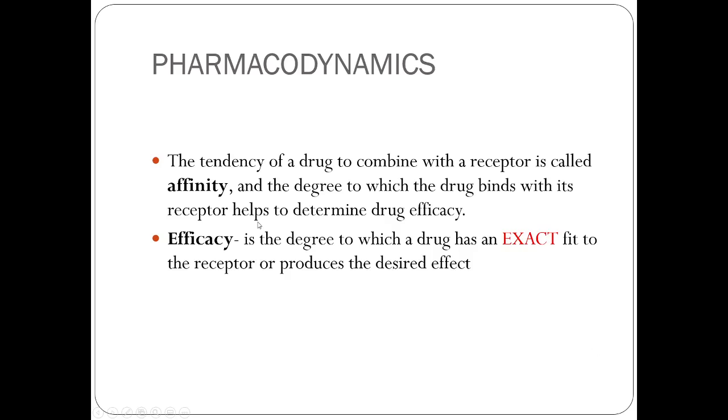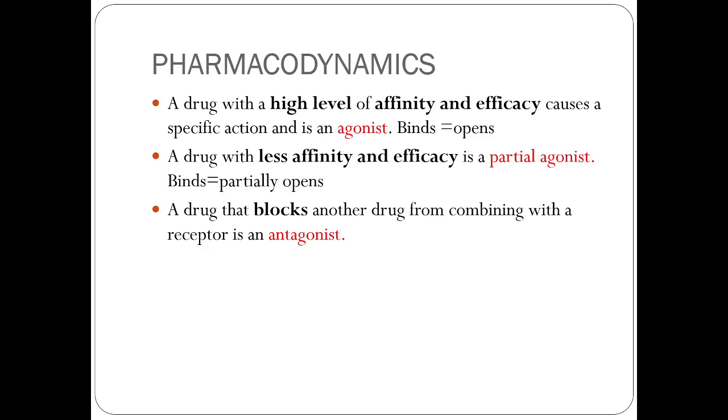The tendency of a drug to combine with a receptor is called affinity, and the degree to which the drug binds with its receptor helps to determine the drug's efficacy. The efficacy is the degree to which the drug has an exact fit to the receptor or produces the desired effect. A drug with a high level of affinity and efficacy causes a specific action and is an agonist. It binds it and it opens the action. It's the lock and the key. If a drug has less affinity and efficacy, it's a partial agonist.